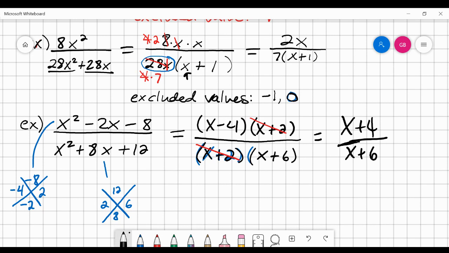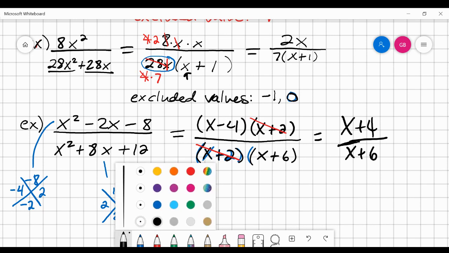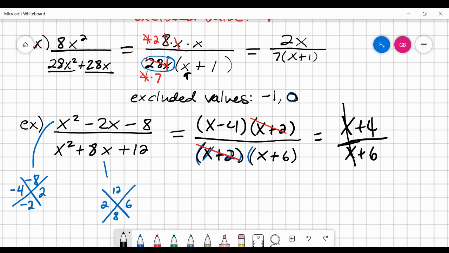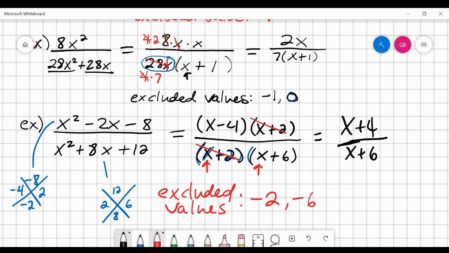Careful, do not do this. Do not cross out the x and the x. That's not allowed. You could only cross out values that are being multiplied. X is being added, so you cannot cross it out. Okay, and then finally for our excluded values, what makes this 0? Negative 2, and what makes this 0? Negative 6.